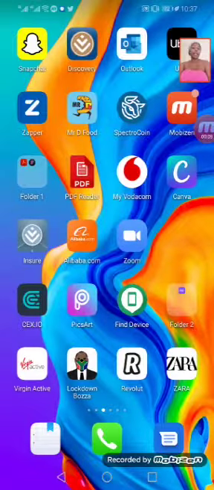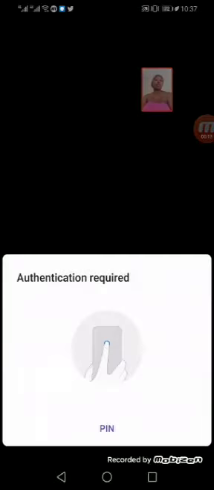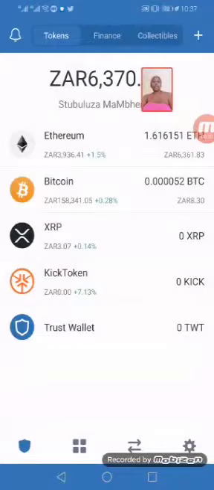So basically, I'm going to take you through Forsage, and I will go straight. You need to download your Trust Wallet to be a member. You need to ask for the link of the person who referred you. So you're going to log in.